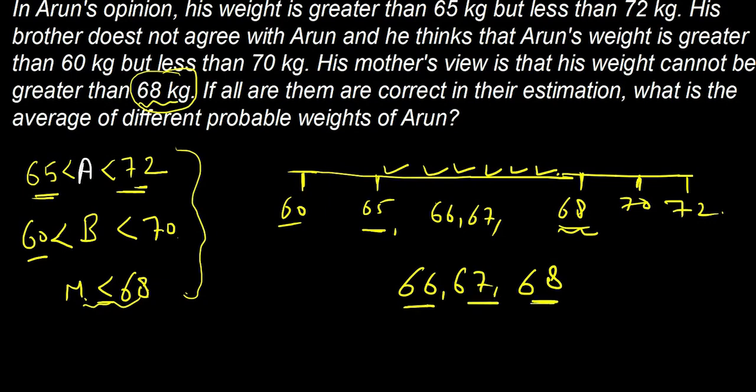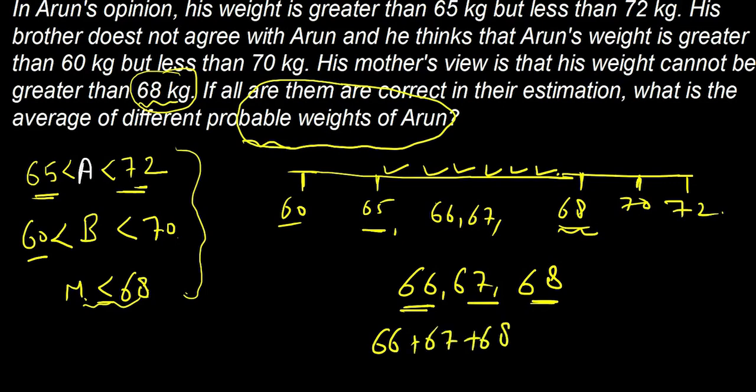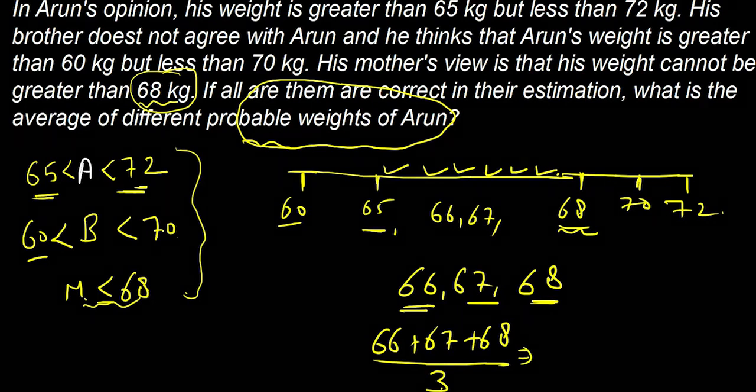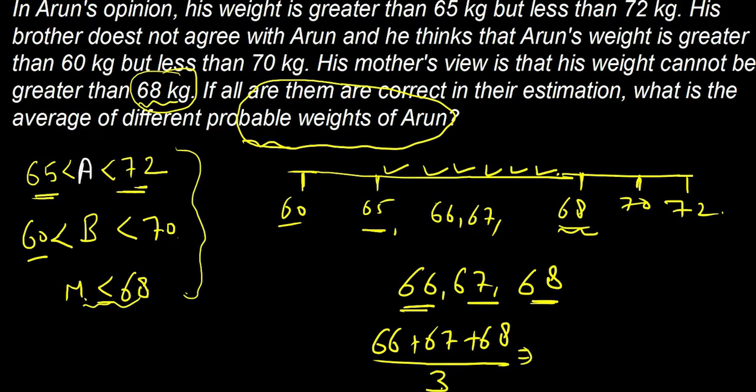What is the average of the different probable weights of Arun? These are the different probable weights of Arun, so let's sum them: 66 plus 67 plus 68, divided by 3. So what will the answer be? Your answer is going to be 67. So that is the average of all probable weights.